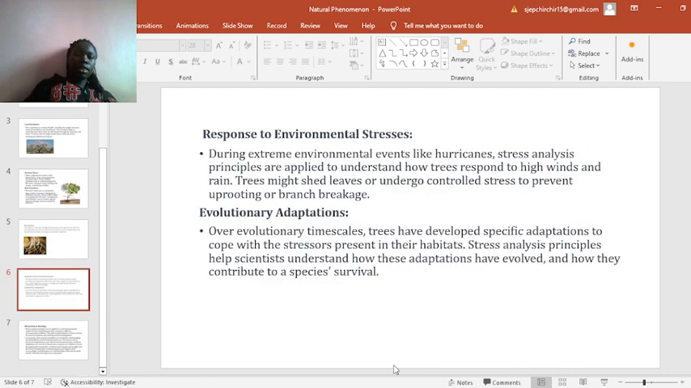We also have other responses to environmental stresses such as hurricanes and excess rain. Trees also shed leaves or undergo a controlled stress to prevent uprooting or branch breakage. Many trees also have adaptations to the environment, such as, in the presence of light, the branches tend to grow towards the light. This is to ensure that stability and strength are maximized. They also have evolutionary adaptations, which enable them to cope with stresses present in their natural habitats.